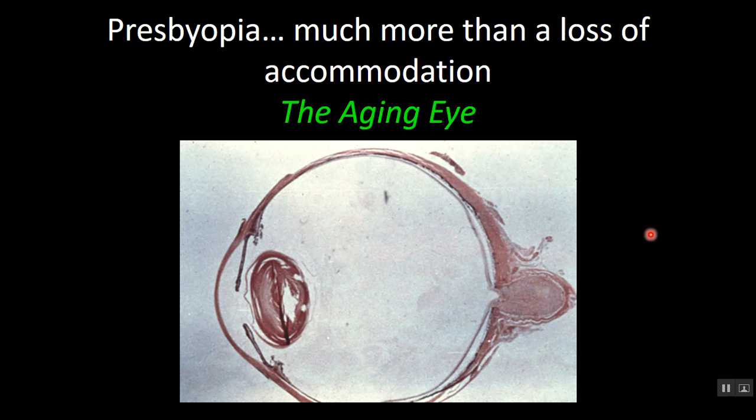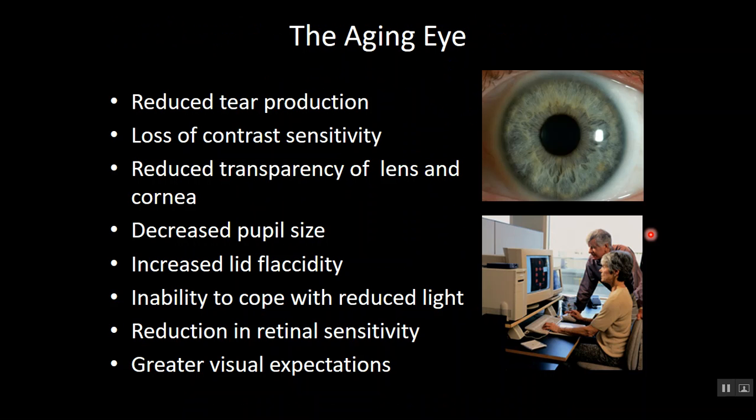Now, presbyopia is much more than just a loss of the accommodative system. There are anatomical reasons why we are more challenged when we fit the presbyopic eye. It's more challenging from a contact lens perspective. It's more challenging from an optical perspective. What does that mean exactly?